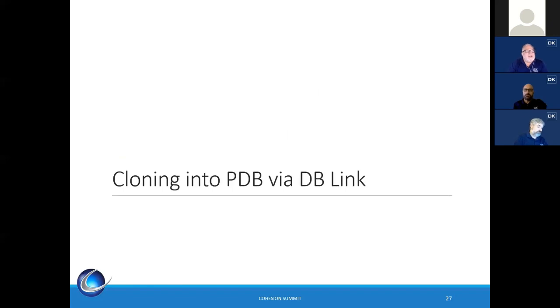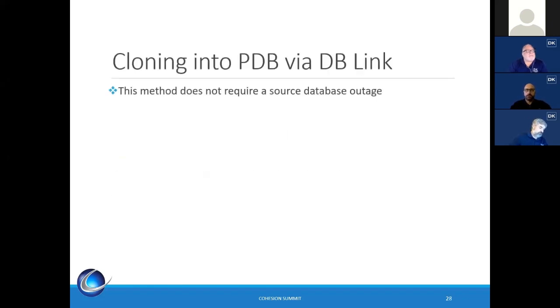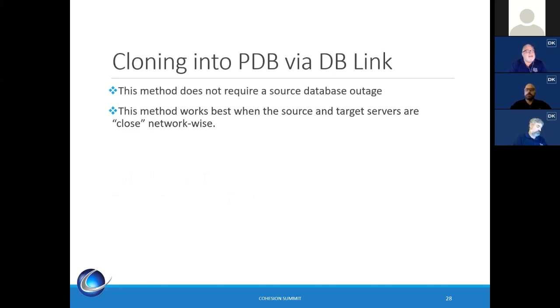Cloning into a PDB via database link. This does not require a source database outage. That's a good thing. It works best when the source and target servers are close network-wise, for example both on-prem or both in the cloud, because there's less likelihood of the process being interrupted unexpectedly. It can work from on-prem to cloud, but I don't do it. I use another method instead, and that's as much my preference as anything.